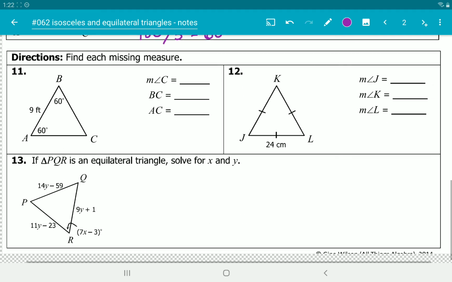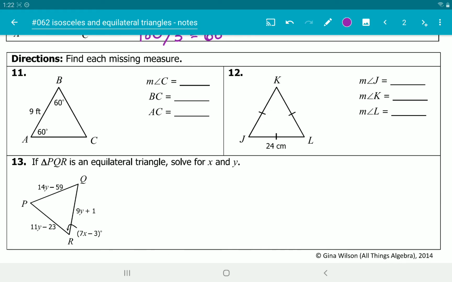Okay, so looking at number 1, we can see that AB is 9 foot, and if we look for C here, we can see that it's going to be 180 minus these two 60s. Gives us 60 degrees. So we can see here that this triangle is equiangular. So we also know that it's equilateral, so all three sides are the same. So angle C is going to be 60 degrees. BC is going to be the same as this one, so it's going to be 9 feet. And AC is also going to be 9 foot. It's going to be the same.